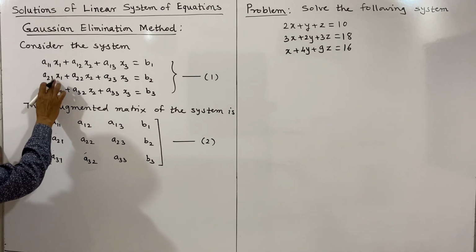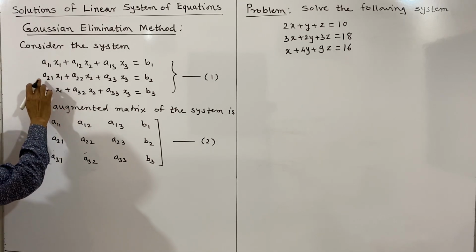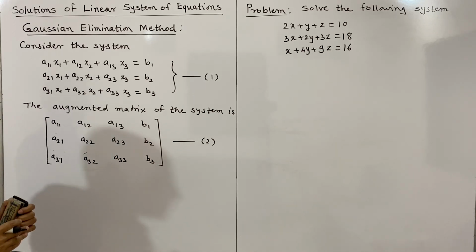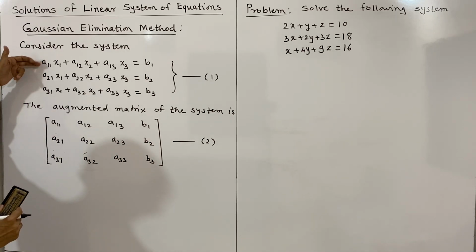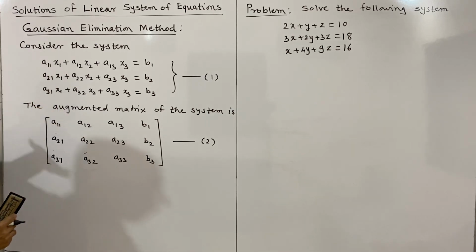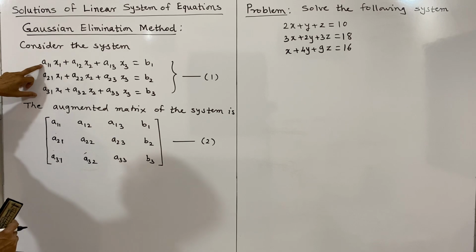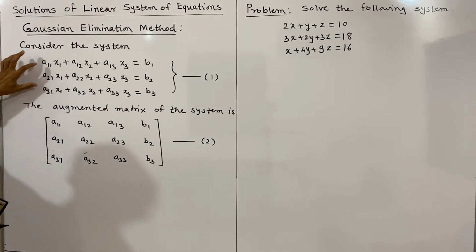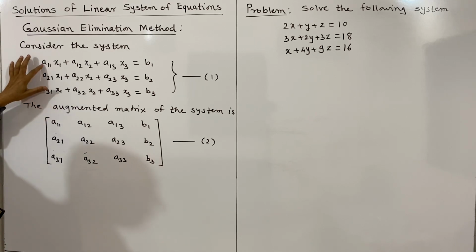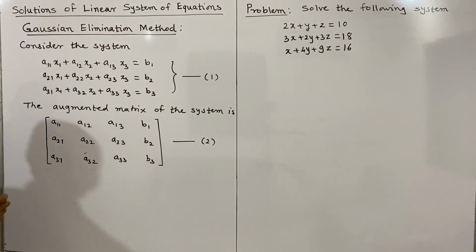First, to convert these two elements to 0, we have to make the coefficients equal and then subtract, or we make the coefficient the negative of the coefficient of the second equation and add. So here it is a11 and here it is a21. So we first multiply the first equation by minus a21 divided by a11.